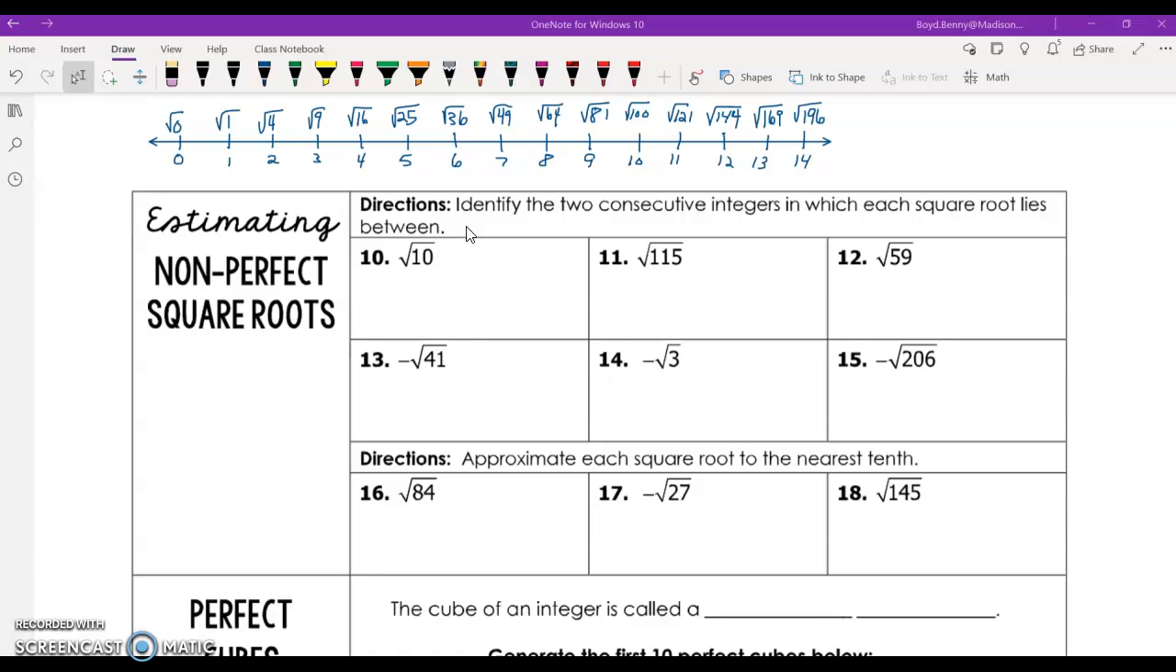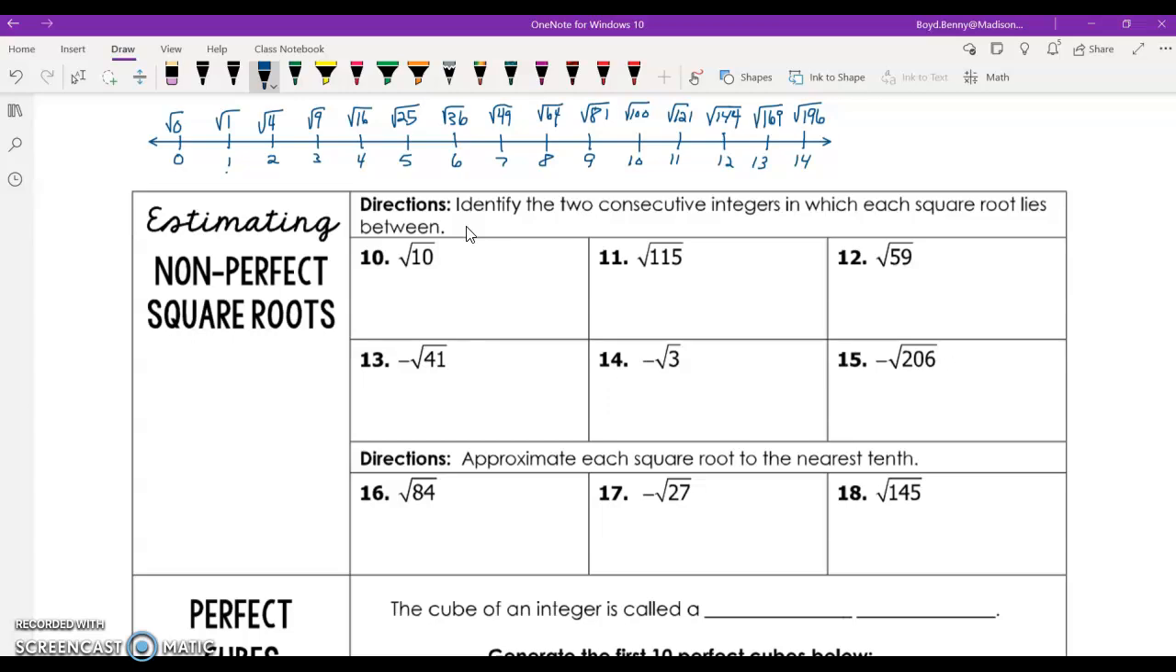To help us estimate the square root of a non-perfect square, I've drawn us a number line with the integers across the bottom and the square root or the radical that they correspond to above. So for instance, the square root of 1 is 1, the square root of 4 is 2, the square root of 9 is 3, and so on as you look down the number line.